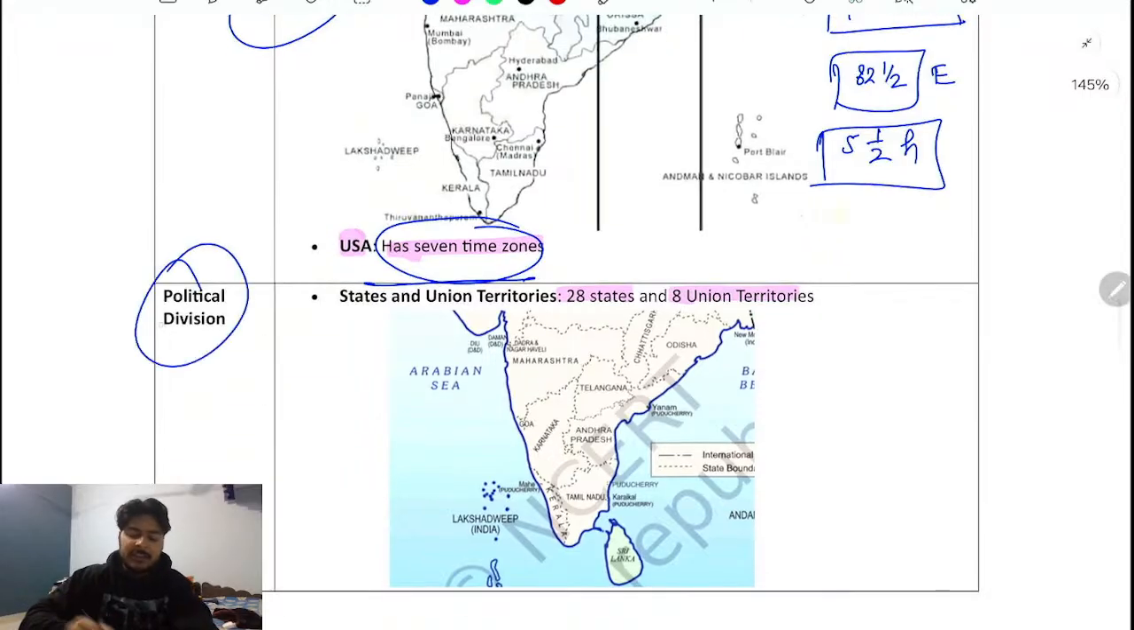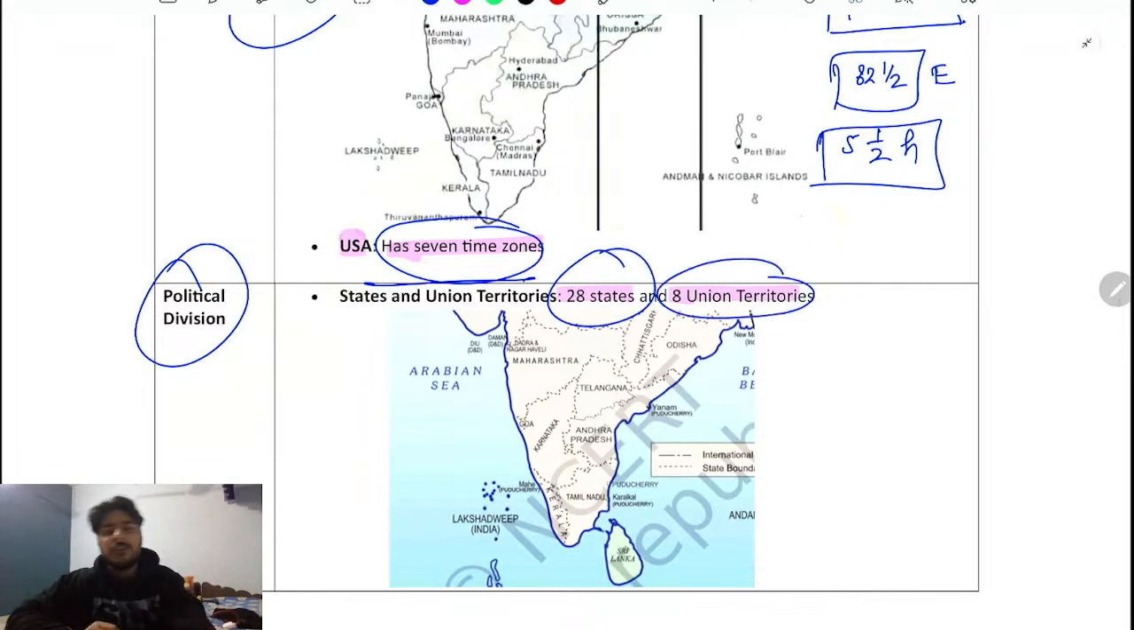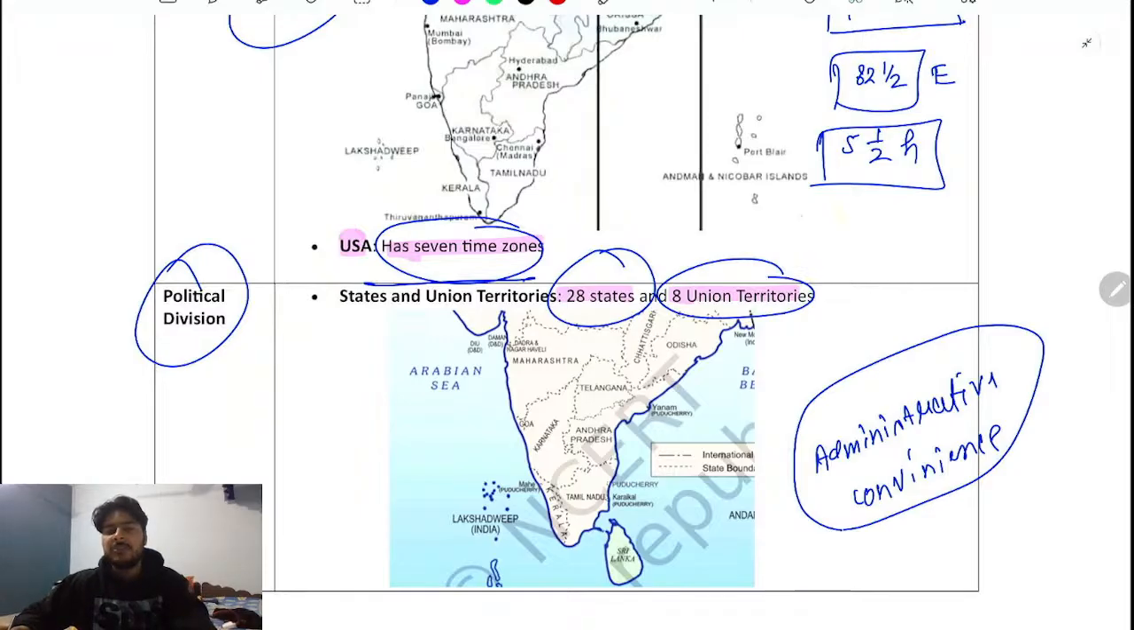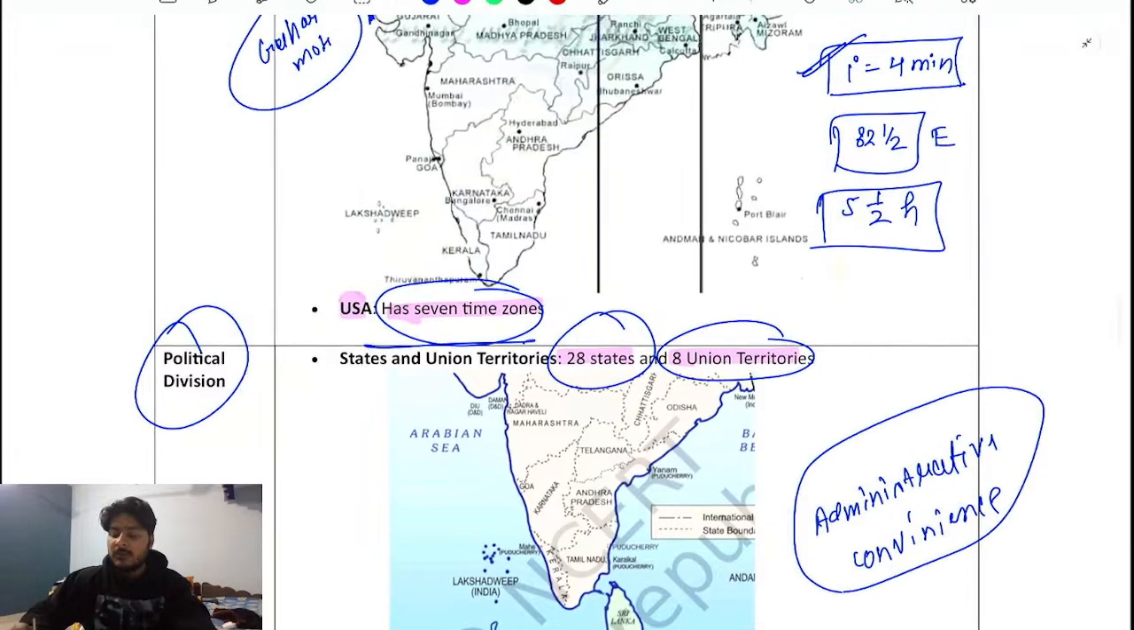Now, if I talk about the political division, politically there are 28 states and 8 union territories. The states are divided on the basis of administrative convenience, and union territories are divided on the basis of strategic location.